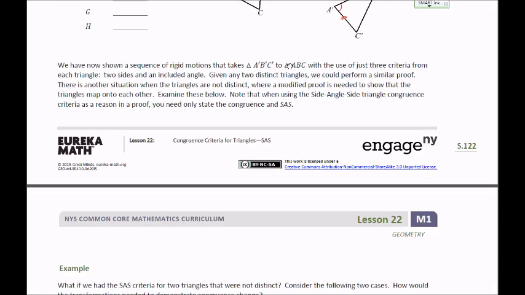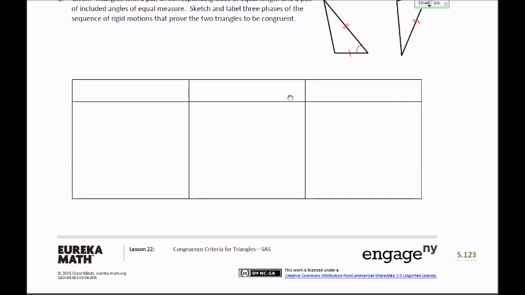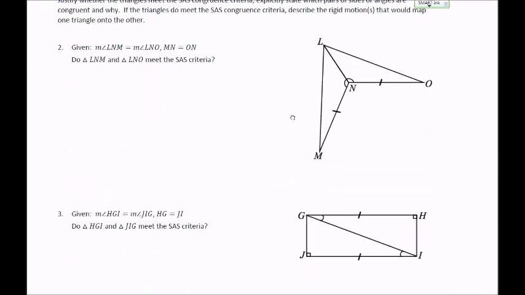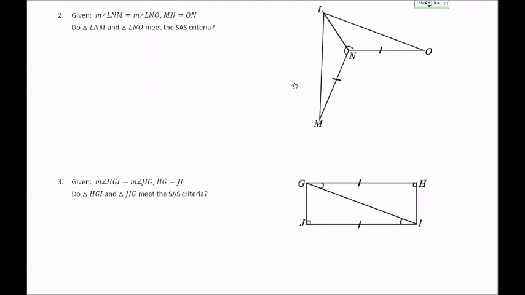Now, I want to use the idea of the side angle side congruence criteria for a few problems. The first is down here, number 2. Given the measure of angle LNM is equal to the measure of angle LNO, that's drawn for you right here, and MN is equal to ON, do triangle LMN and triangle LNO meet the SAS criteria?